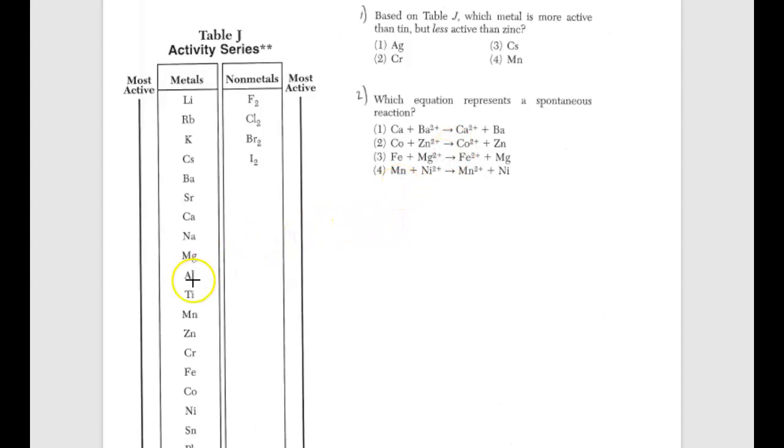We have manganese, Mn, and we have nickel, which is below and shown as an ion. This one is going to be spontaneous. If I take a piece of manganese and put it in a solution with nickel ions, it's automatically going to react because manganese wants to lose its electrons more than nickel. So the answer is choice 4.